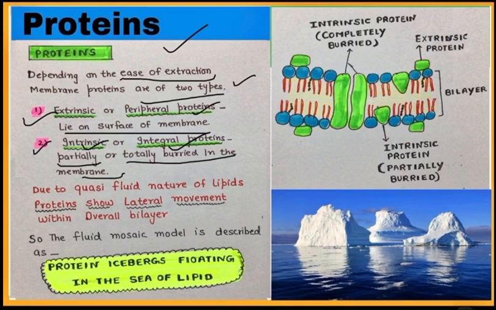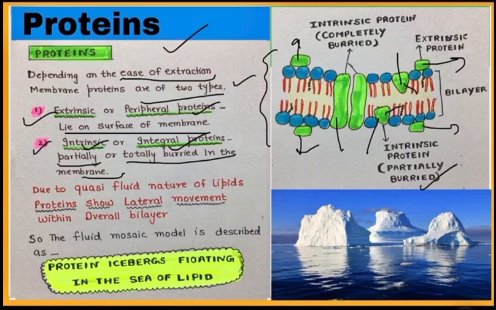See this diagram. These are extrinsic proteins which lie on the surface of the membrane. This one and this one, they are integral proteins. This one and this one are partially buried integral proteins, and this one is the completely buried intrinsic protein. Due to the quasi-fluid nature of lipids, these proteins show lateral movements within the overall bilayer.